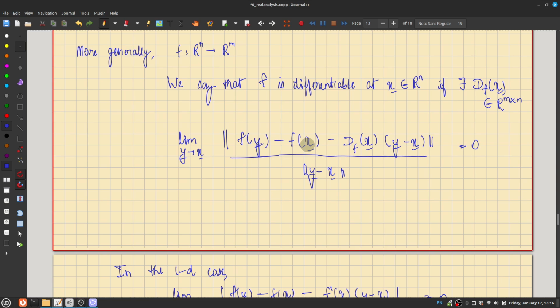x and y are both in Rn. f of x and f of y are in Rm. Good. Any other questions?